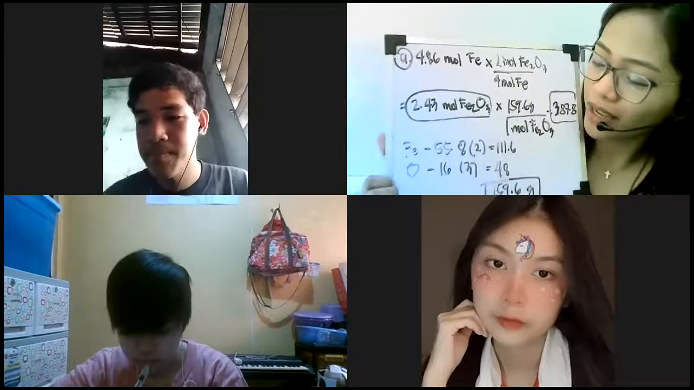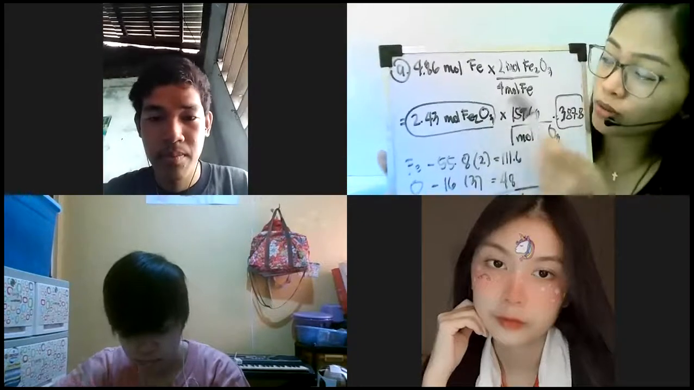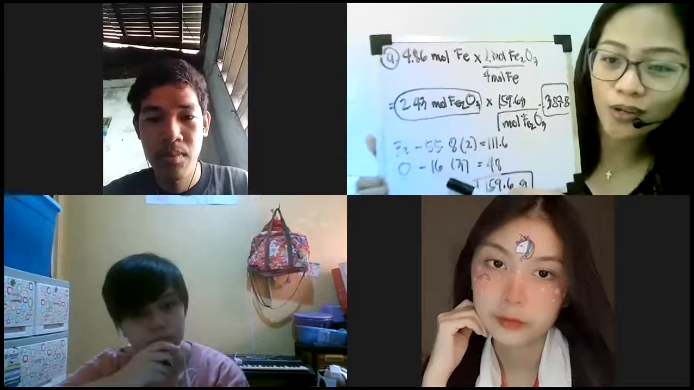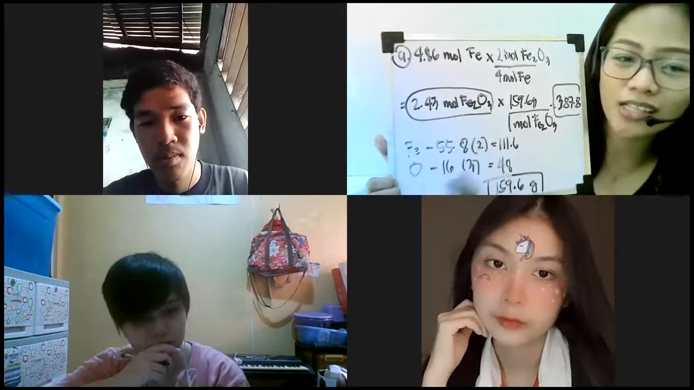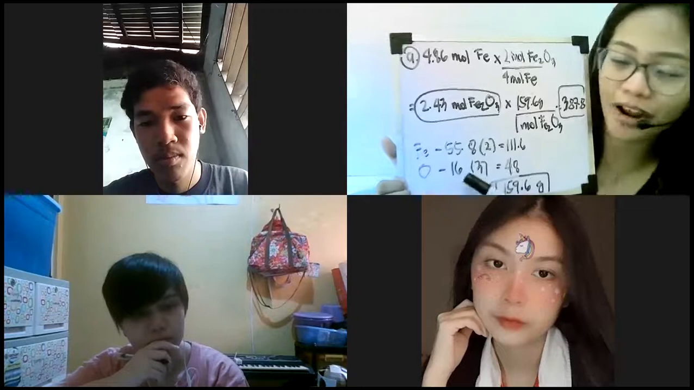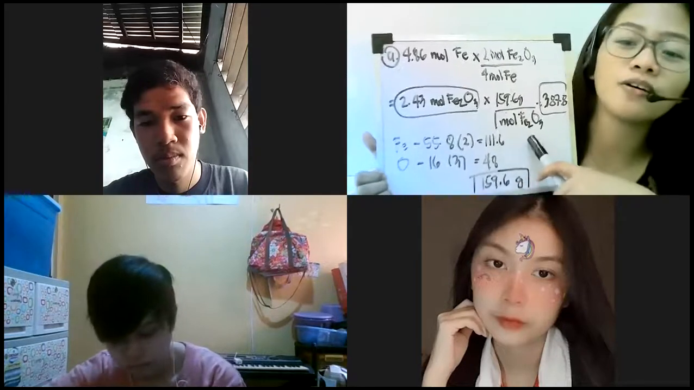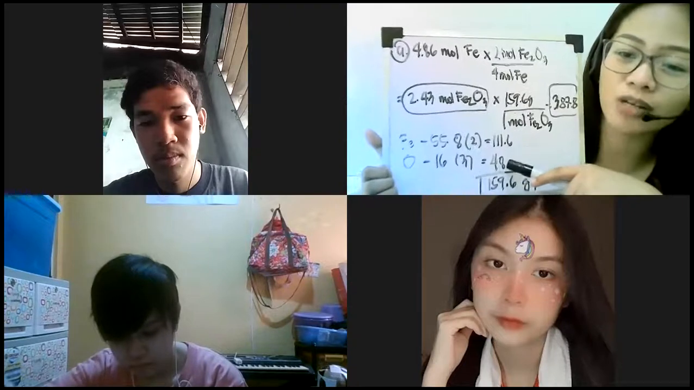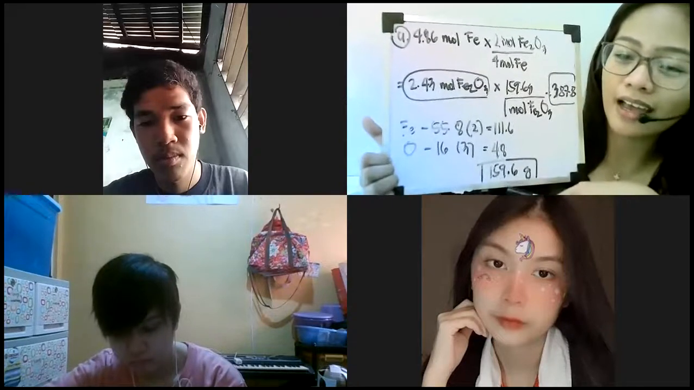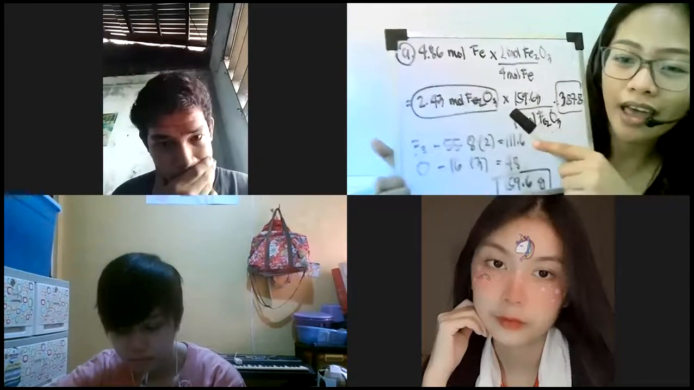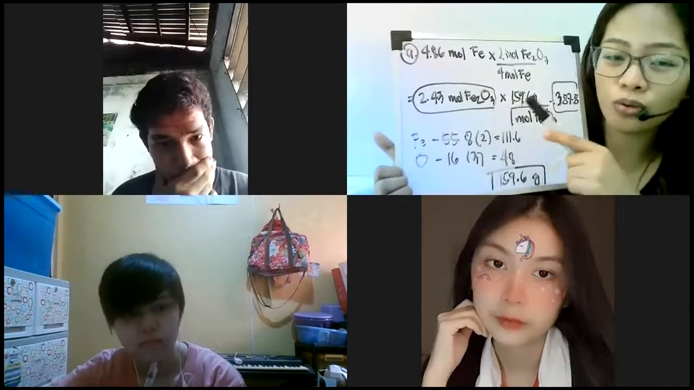So, times 2. And then, ang atong oxygen, O3, 3. So, katulo ang oxygen. So, ang atong oxygen, single oxygen is 16 grams. 16 times 3, 48. So, i-add na nato ang duha, 111.6 plus 48. So, naa tay 159.6 grams of Fe2O3.